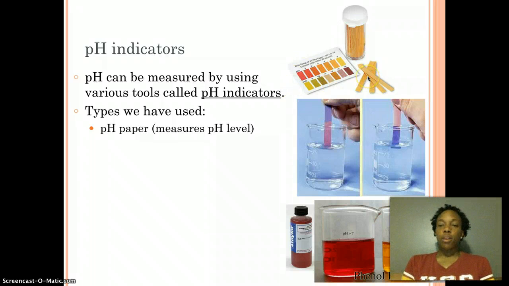You dip the pH paper into the substance, it turns a color, you match the color to the color chart, bam, you've got pH. We know exactly what it is, and then from there we know if it's an acid or a base based on that scale from 0 to 14.